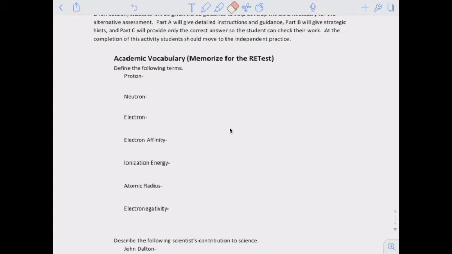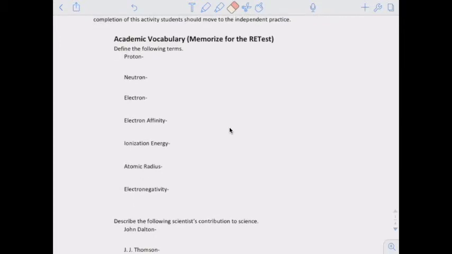Welcome to the guided practice for Unit 3. Let's go ahead and start talking about the academic vocabulary that you need to memorize for your retest. The first term on there is proton.